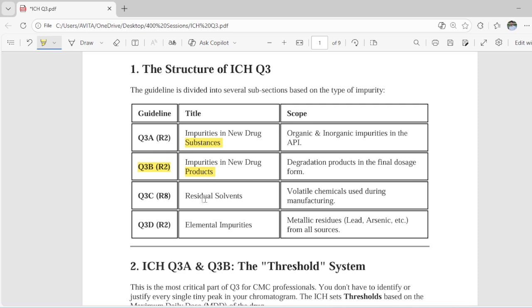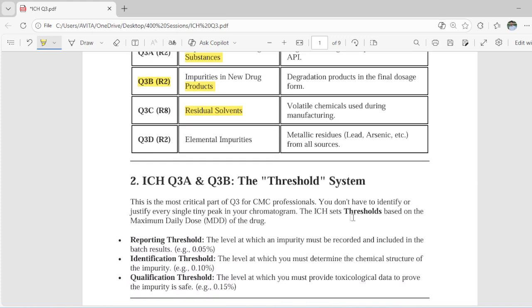Moving on to the third one, that is the ICH Q3C. It's related to the residual solvent which is present in the final formulation. Scope is volatile chemicals used during the manufacturing. And the last one we had Q3D, which is related to the elemental impurities, like metallic residues: lead, arsenic, from all sources.